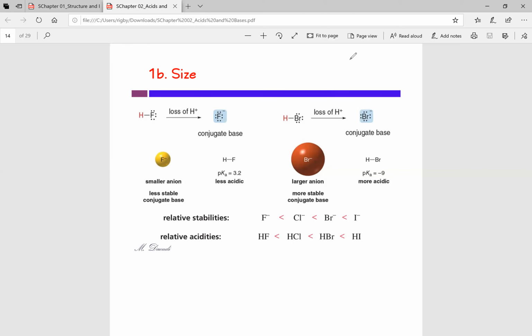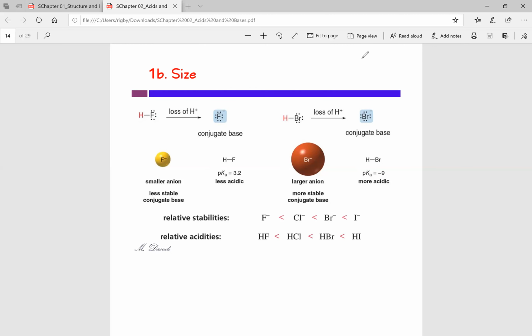charge, okay? So you can see here in this example, the relative stabilities of the conjugate bases F minus, Cl minus, Br minus, I minus, it's all dependent on their size, not their electronegativity. And then we can see here that the stability of those conjugate bases is directly related to the strength of the acid they're associated with, okay? So now we understand that size determines how strong the atomic effects are for an acid.